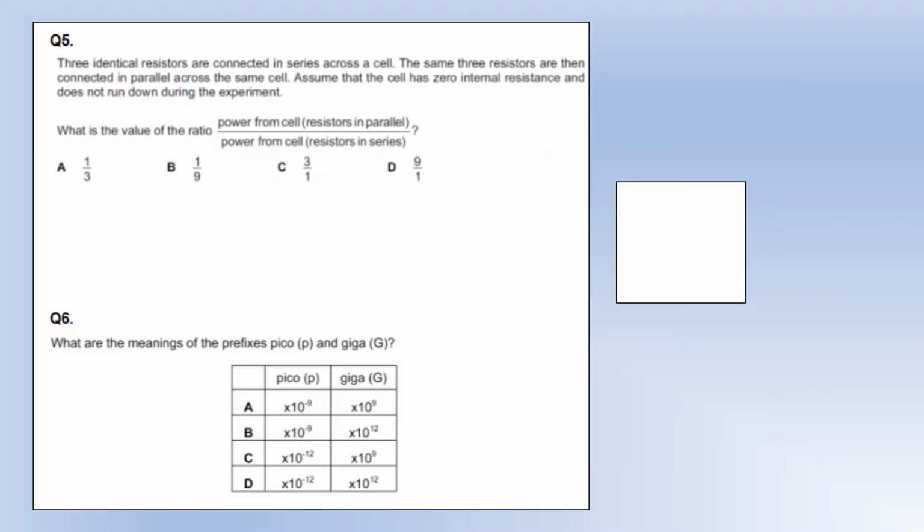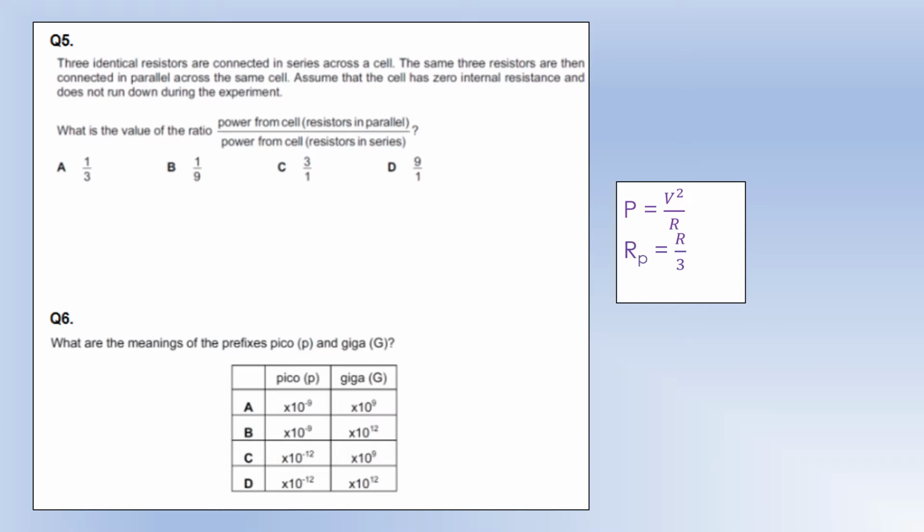Okay, so we've got three identical resistors connected in series across a cell, and the same three resistors are then connected in parallel. Assume the cell has zero internal resistance and does not run down. What is the value of power of the cell with resistors in parallel and power when they're in series? Okay, so here's the equation I'm going to use to figure this out, V squared over R. So we're using the same cell each time, so V squared is not going to change here. It's the R that's going to change.